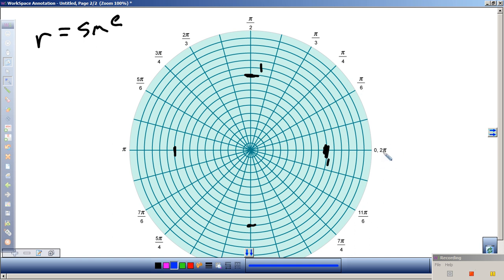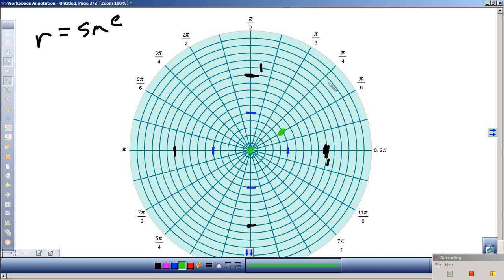Let's start with 0. What is sine of 0? 0. So here we'll have 0 radius. If we plug in pi over 6, what is sine of pi over 6? Yeah, 1/2. So let's see, 1, 2, 3, 4, 5. This is a 0.5 mark, the halfway mark. In the direction of pi over 6, I'm going to graph in green, we need to go out half. We get a point there. We got a point here, a point here.